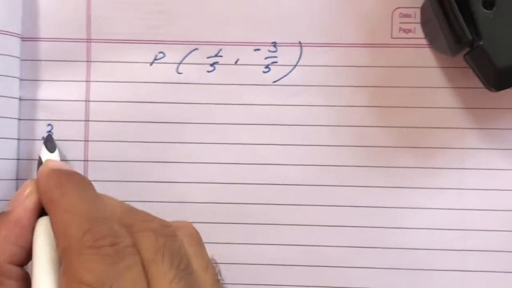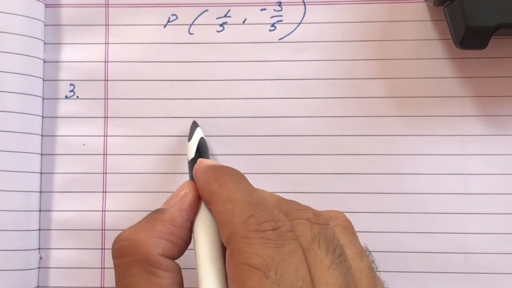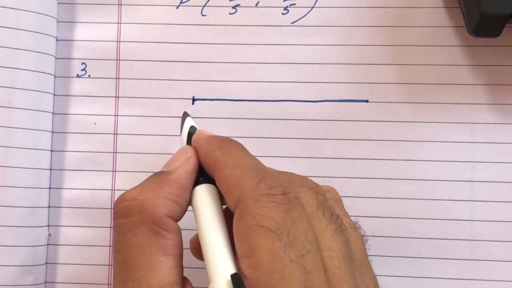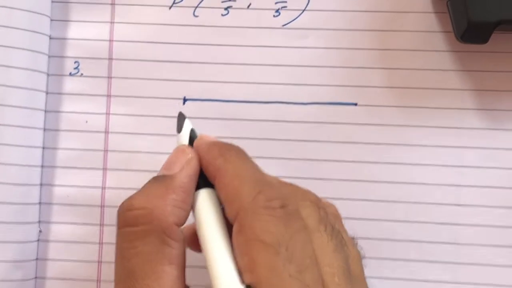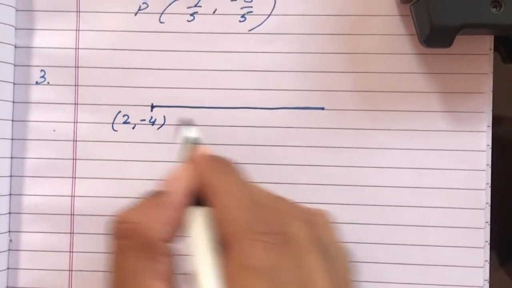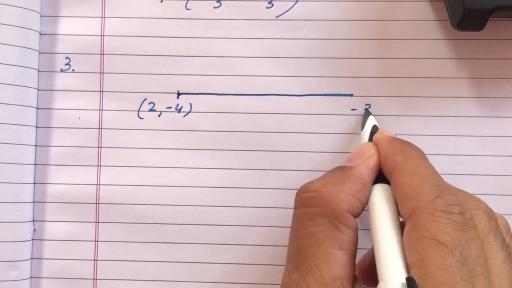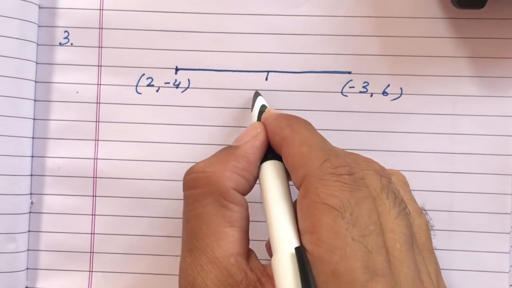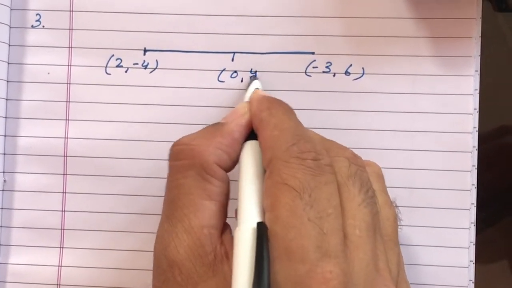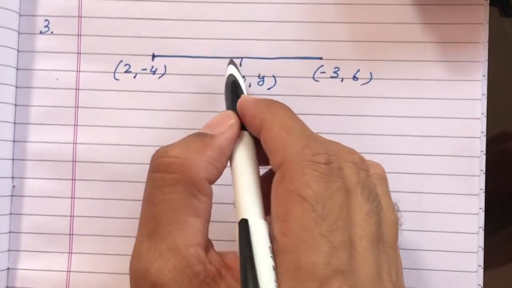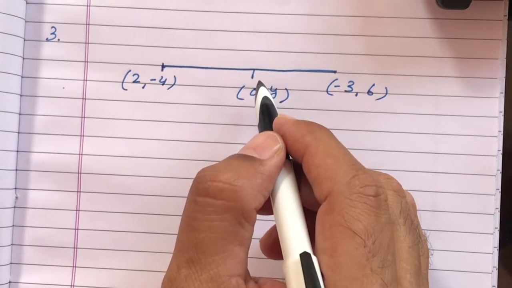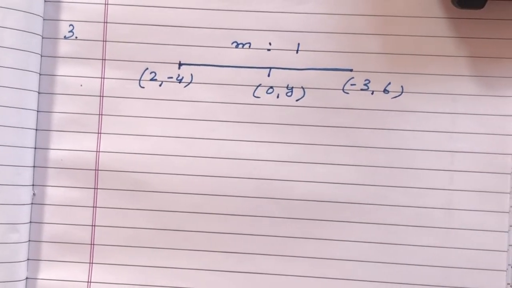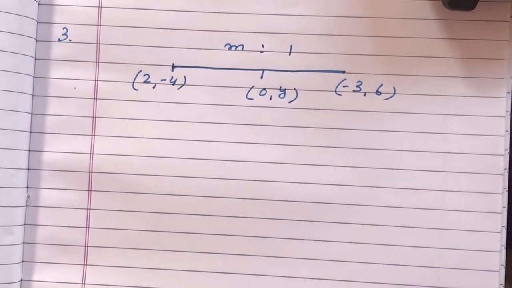Question number 3. Here we have to find the ratio in which the point is dividing. In what ratio is the line joining 2, minus 4 and minus 3, 6 divided by the y-axis. Any point on the y-axis is 0, y. So remember, when I have to find a ratio, I take the ratio m is to 1. Every time when I have to find a ratio, I take the ratio m is to 1.